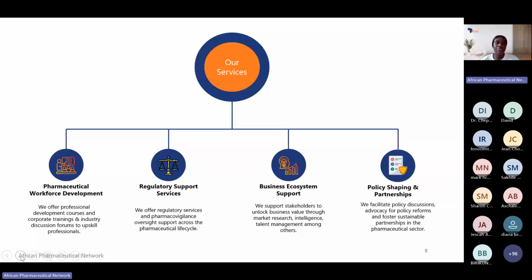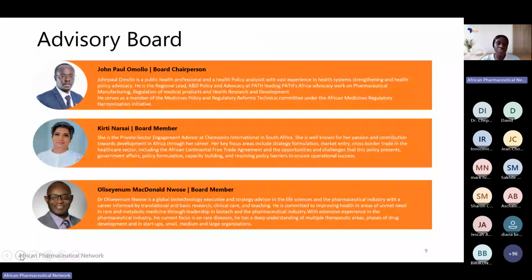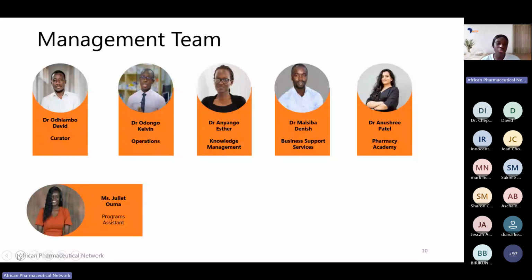And the advisory board is made up of 3 individuals, that is John Morlo, Kirtin. So this is the management team that runs the day-to-day operations of the organization under the able hands of Dr. Odhiambo David. So you may feel free to interact with the individuals that are before your screen. This is me, Juliet Oma, the program's assistant team.